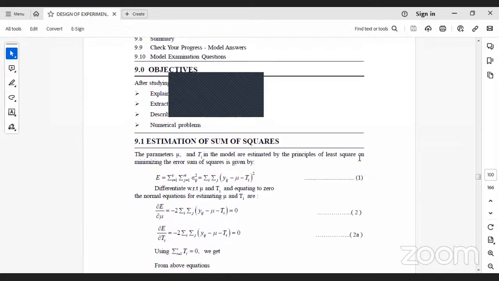The parameters mu and Ti in the model are estimated by the principle of least squares, minimizing the error: summation over i and j of (yij minus mu minus ti) whole square. Differentiate with respect to mu and equate to zero to get the normal equations.